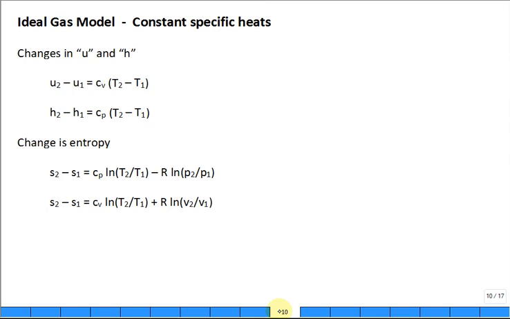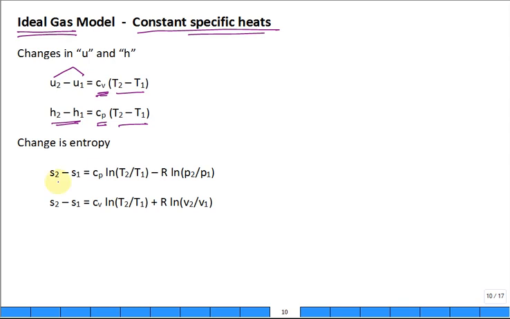Now, as a review, go back and remind yourself about ideal gas models. If you assume constant specific heats, you can get some very simple analytic expressions. For example, the change in internal energy is simply C sub V change in temperature. Thumbs up, you like that? And the change in enthalpy, C sub P change in temperature. True? So don't forget those simple results.